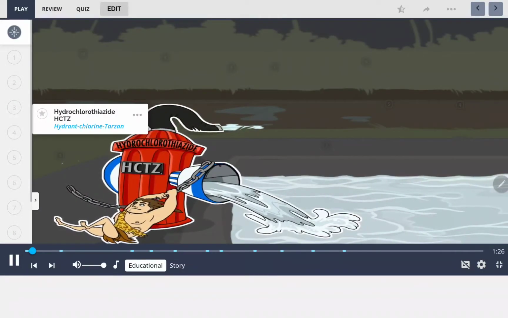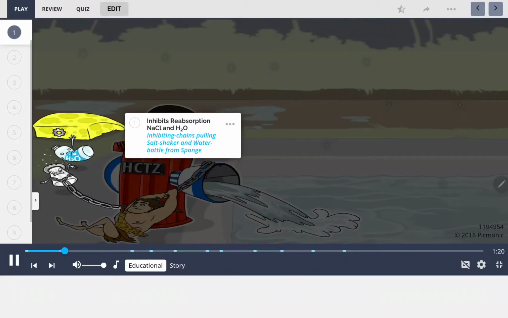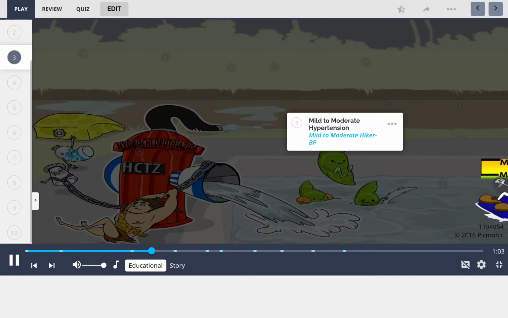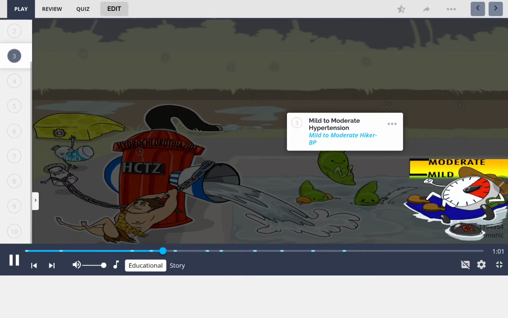Remember hydrochlorothiazide, one of the most commonly used thiazide diuretics, by the hydrant chlorine Tarzan. This drug works by inhibiting reabsorption of sodium chloride and water in the early segment of the distal convoluted tubule, shown by Tarzan swinging on the inhibiting chains which are pulling the salt shaker and water bottle from the sponge.